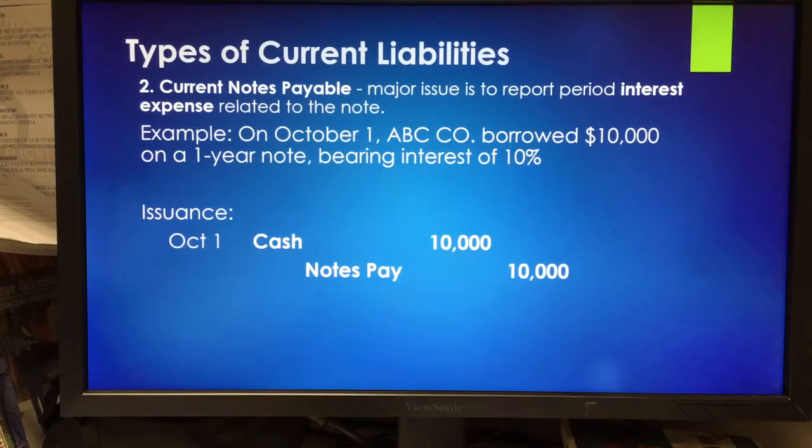On October 1st, ABC Company borrowed $10,000 on a one-year note bearing interest of 10%. And so we're going to record this note. Notice here we're the debtor, so we're receiving cash of $10,000 and crediting notes payable, creating that liability.